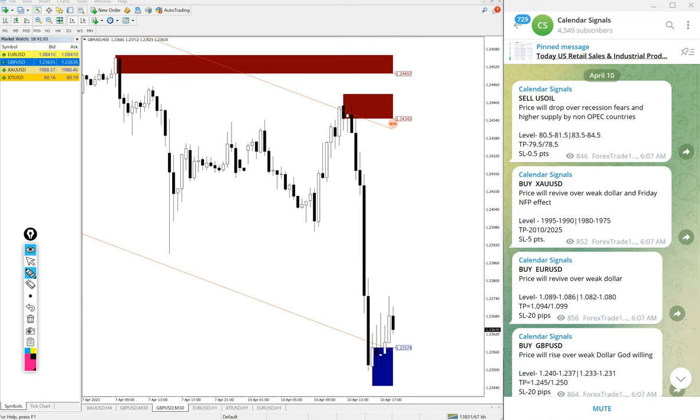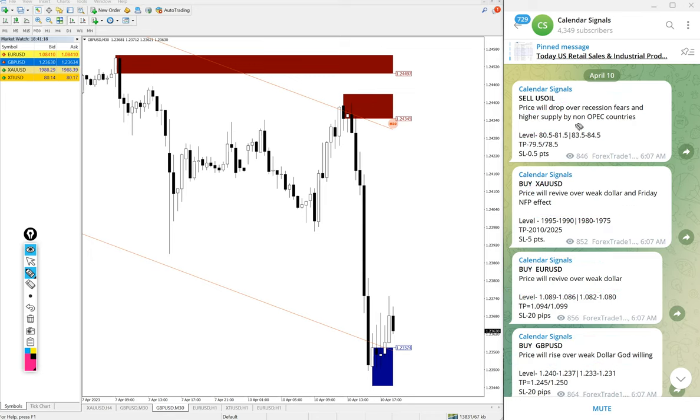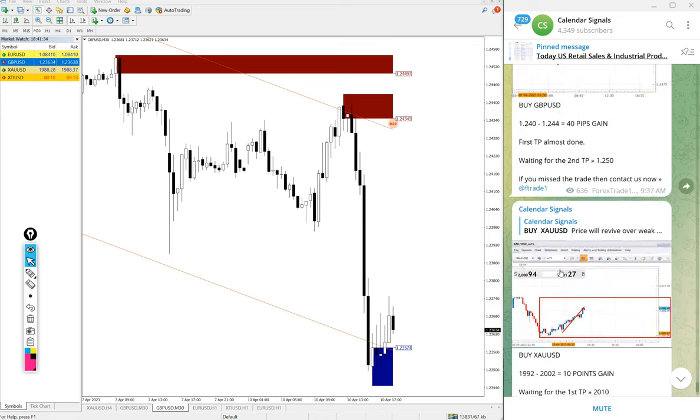And for all these signals, the reason is mentioned in this section, given based on strong reasoning, usually based on economic data or news. For example, sell oil is given. The reason is price will drop over recession fears and higher supply by non-OPEC countries. So based on this reason, we predicted that the price of US oil will come down. So that's why we gave sell US oil. Likewise, in each and every signal, you will find the reason.